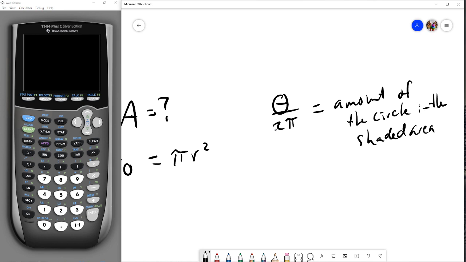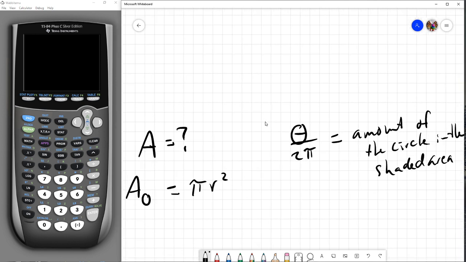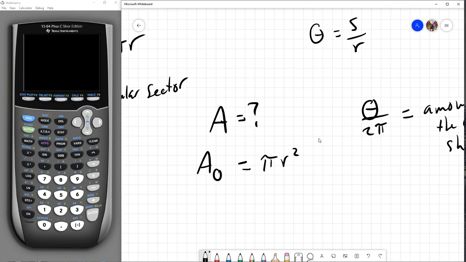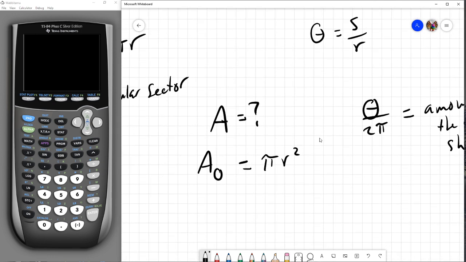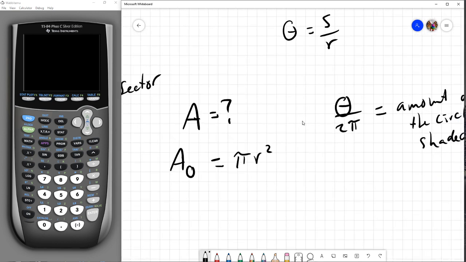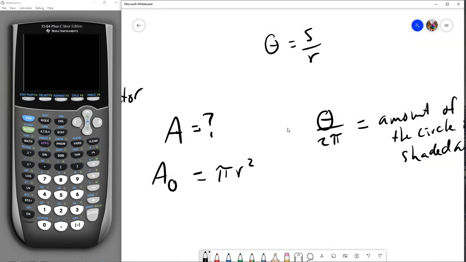So if we think back to theta, we said it was arc length over radius, right? It was that unitless measure. So another way we could think about it is arc length is r times theta. And if you think about the circumference, it was 2 pi r.